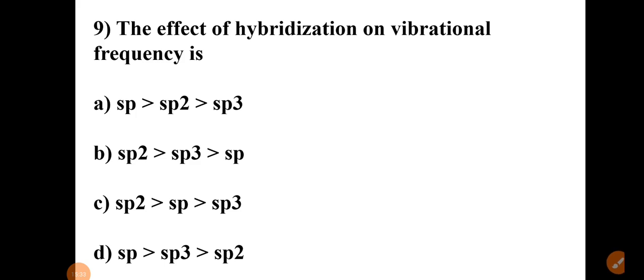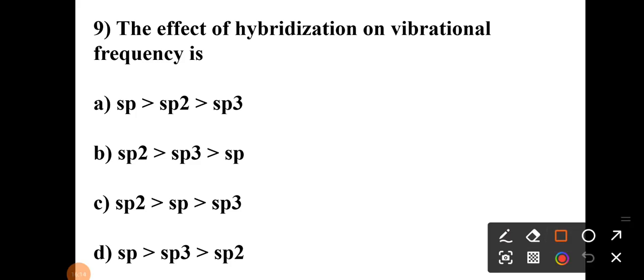The effect of hybridization on vibrational frequency is? There are different hybridizations of the molecules, so depending on that, what is the vibrational frequency? The options are: sp greater than sp2 greater than sp3; sp2 greater than sp3 greater than sp; sp2 greater than sp greater than sp3; and the last one, sp greater than sp3 greater than sp2. What is the correct answer here?